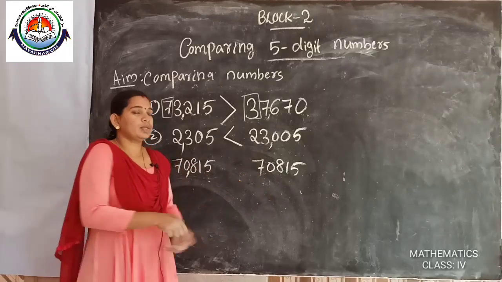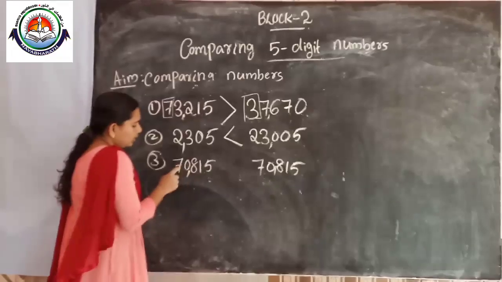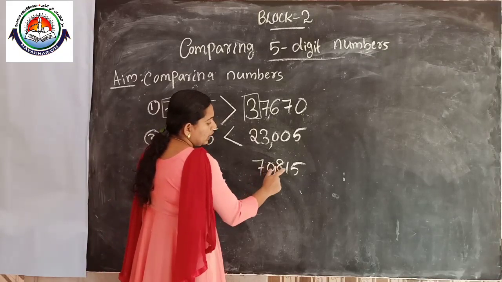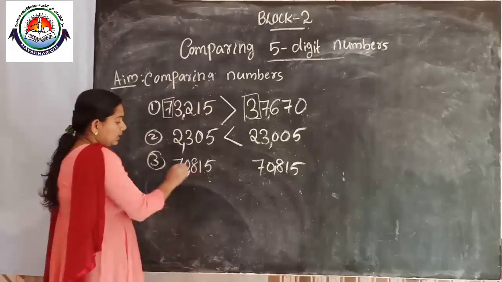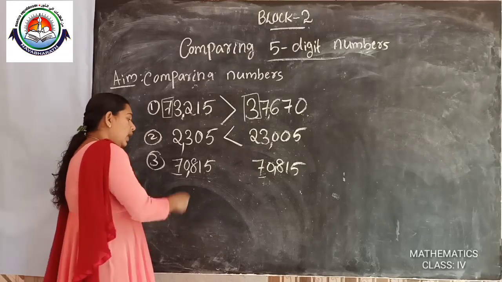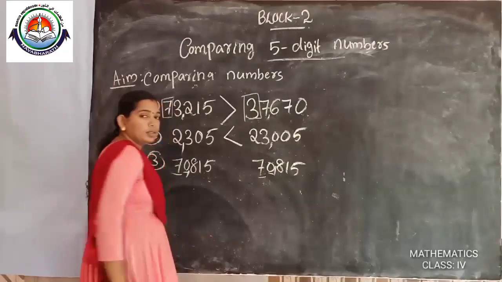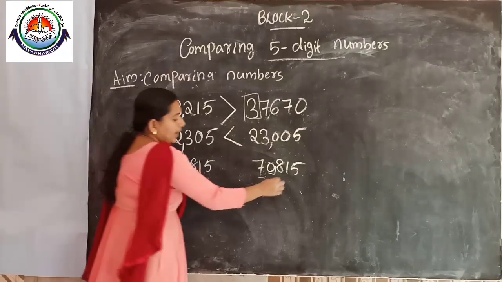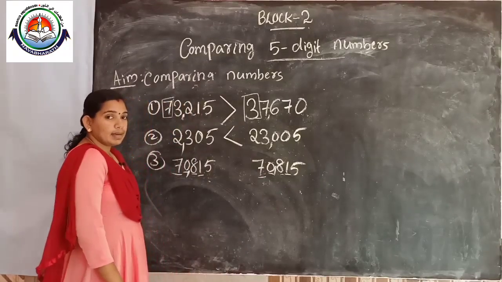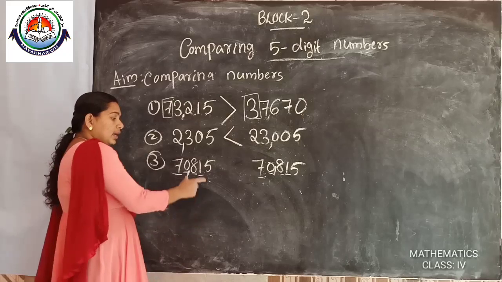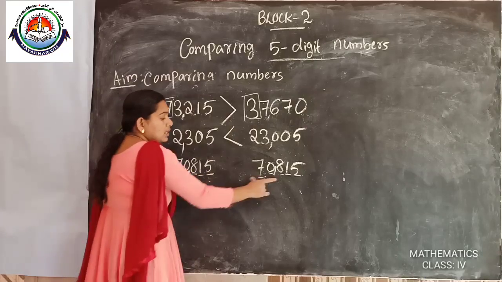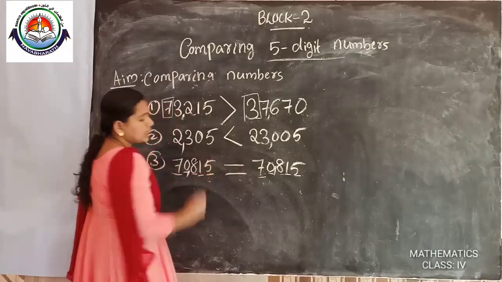Next, here we will check the number of digits. 70,815. Here also 70,815. 1, 2, 3, 4, 5. Here 5 digits. 1, 2, 3, 4, 5. Here also 5 digits. Then we will check the left side first number 7. Both are equal. Second number 0. That also equal. Third number 8. 8 also. Both are equal. Next digit is 1. That also equal. Last 5. Both are equal. So these numbers are equal. We will put the equal sign.